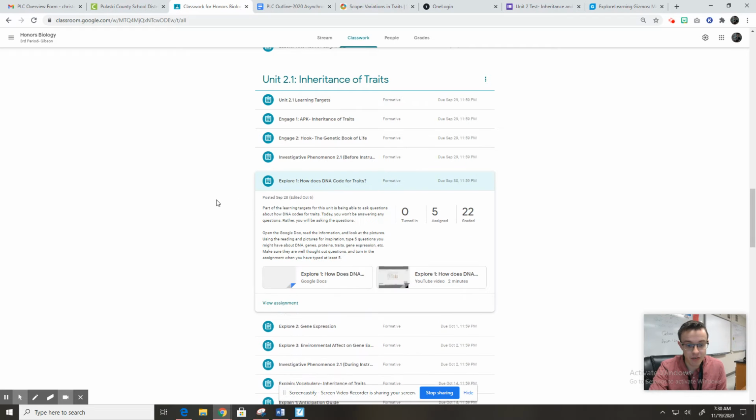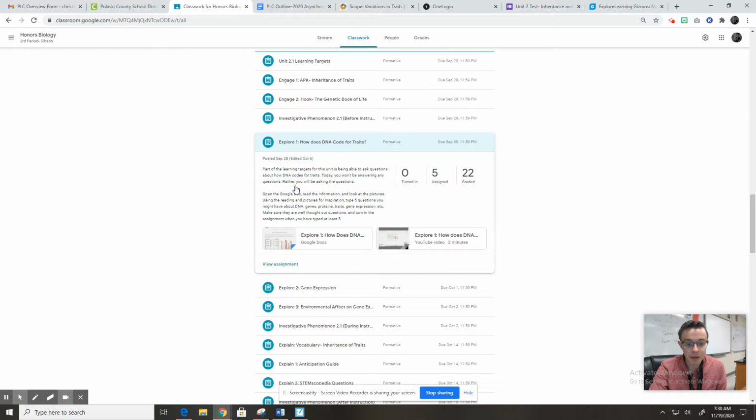So this explore activity, basically, the standard asks them to ask questions about the inheritance of traits. I'm kind of paraphrasing the standard there. And this activity simply asks them to generate questions about how DNA codes for their traits. It shows them several arms that have different skin color. It shows them the structure of DNA, and then they're just free to generate questions.